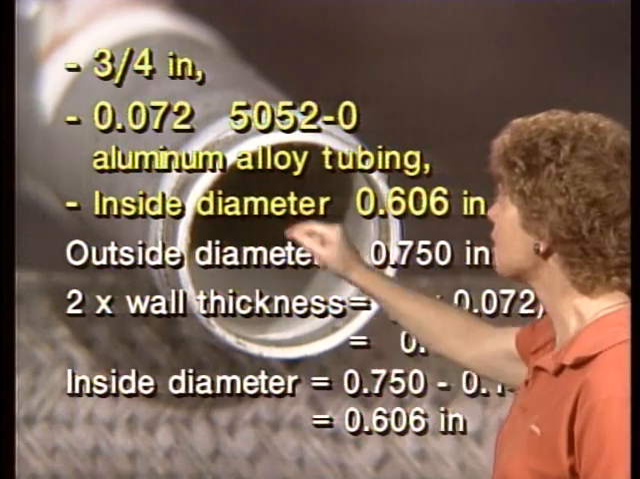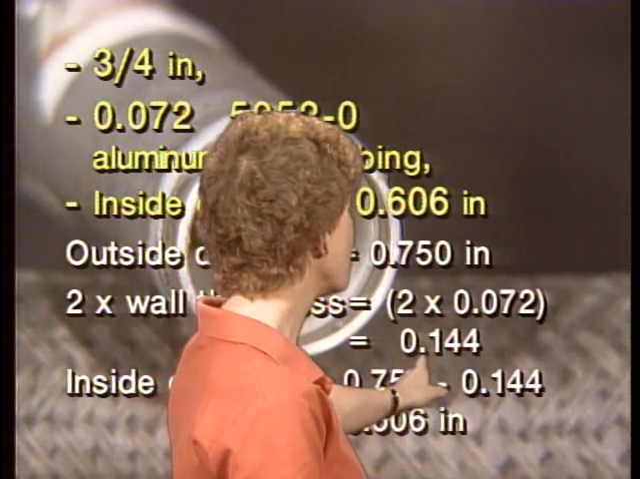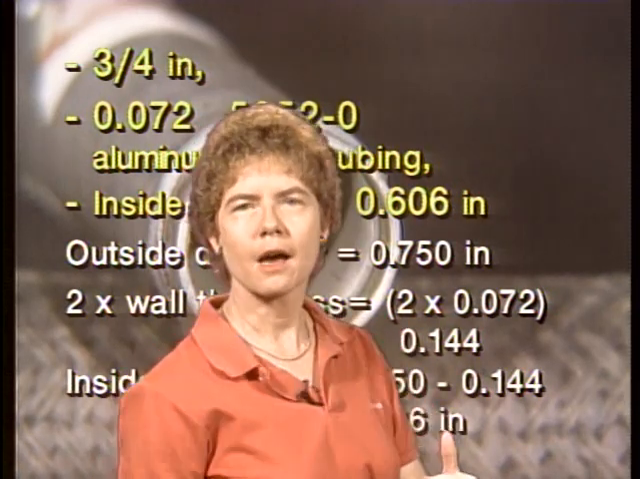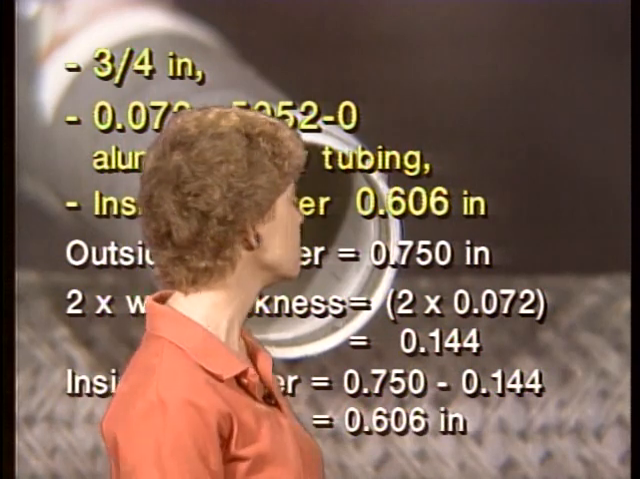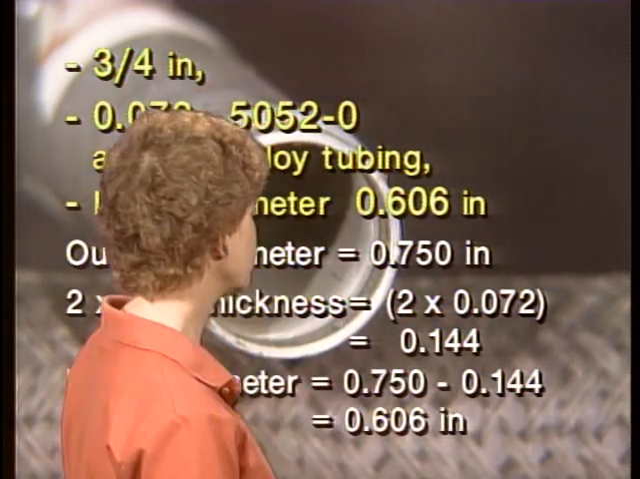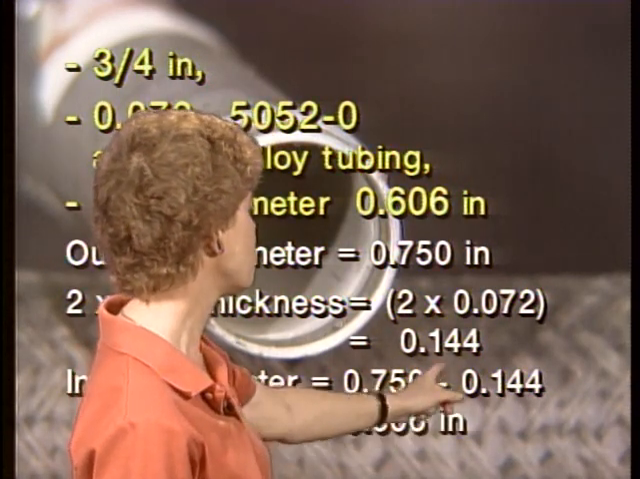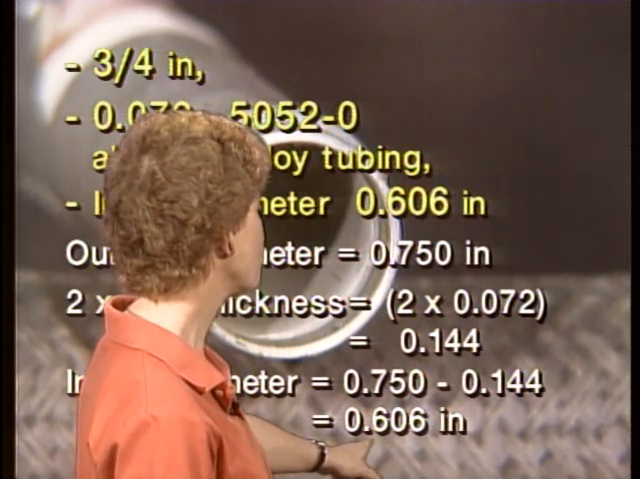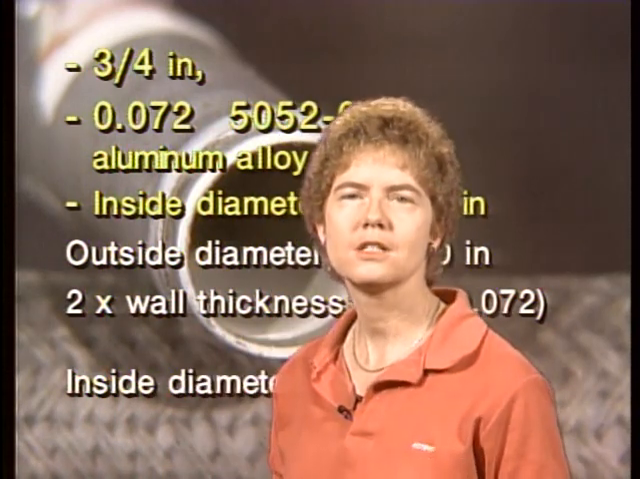So 2 times 0.072 is going to give you 2 times the wall thickness, a total of 0.144. Now, the outside diameter in decimals instead of fractions is 0.750. The 2 times the wall thickness total comes up to 0.144. 0.750 minus 0.144 gives you an inside diameter of 0.606, an inside diameter of 0.606.